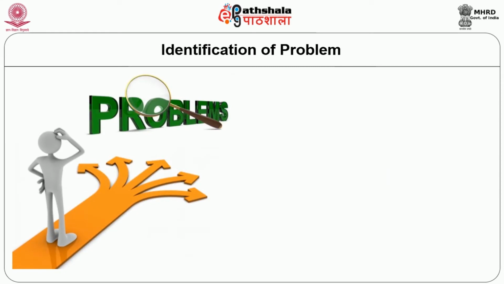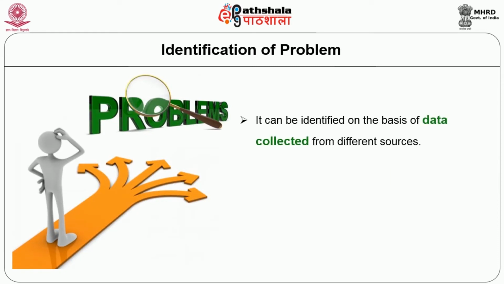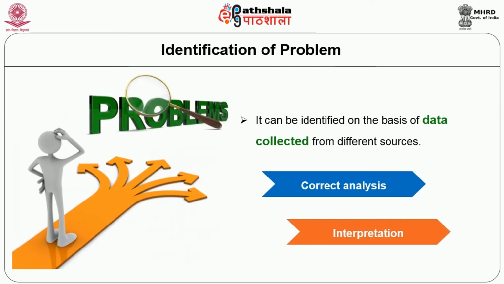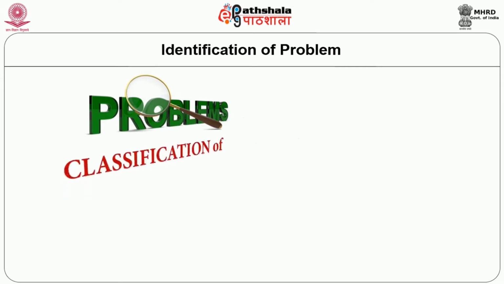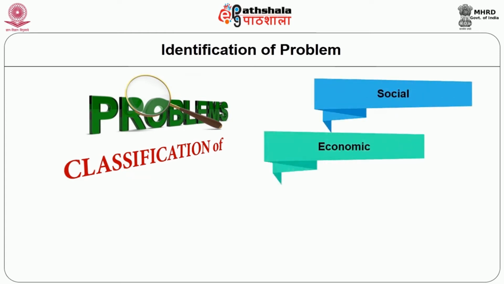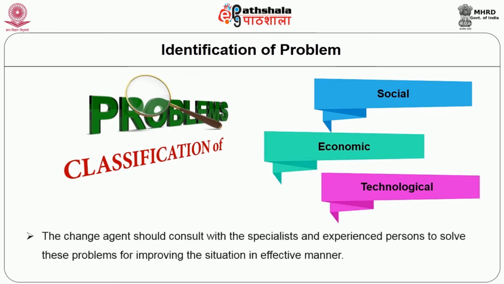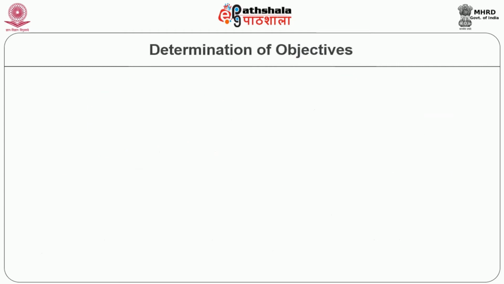Next part is identification of the problem. How will you identify the problem? Problems are to be identified on the basis of data collected from different sources. Collection, analysis and interpretation help in identifying the problem. There may be many problems, but you have to select what the community needs. It's not desirable to have many problems at one time. The classification of problems after identification may be grouped as social, economic, technological, etc. Now, the change agent should consult with the specialist and experienced person to solve these problems for improving the situation in an effective manner.